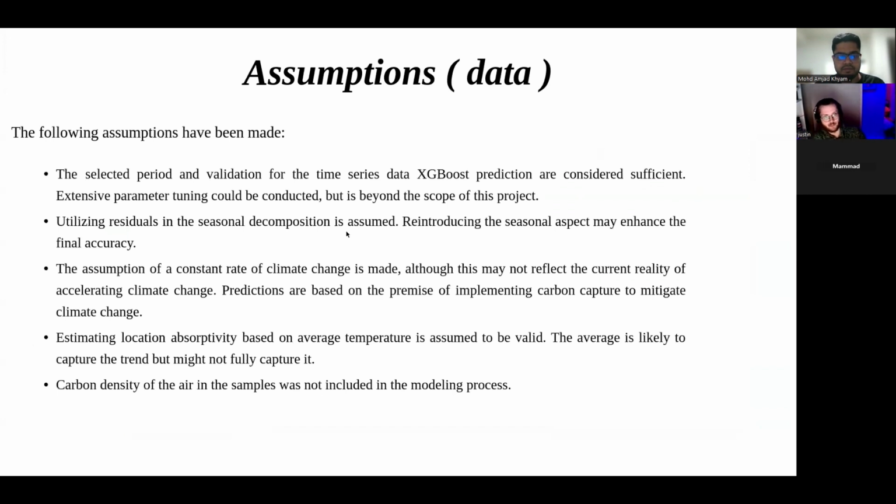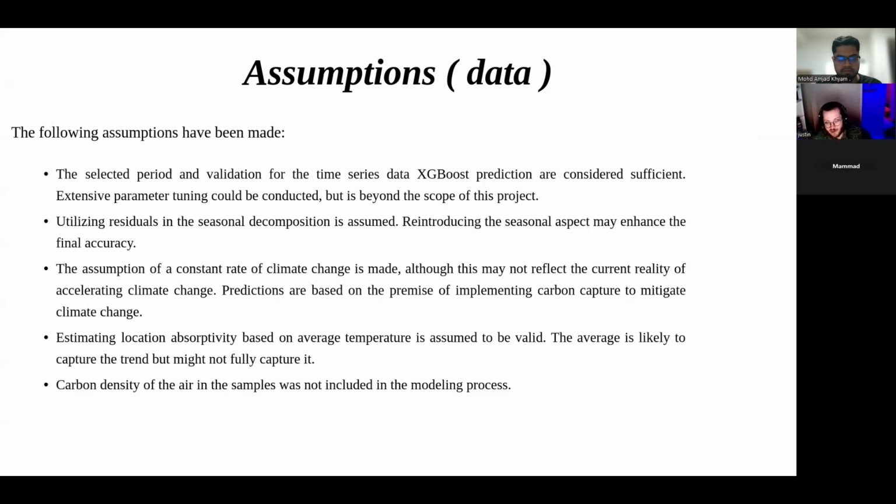Some of the data assumptions that we also found: we didn't tune our machine learning model as much as it should be. That takes weeks of engineering effort. A proper solution would spend more time on the validation. We also probably could have considered not using the residuals in a seasonal decomposition. Using the seasonal aspect might increase accuracy. We didn't explore that possibility in this analysis, but that's totally a possibility to increase accuracy.